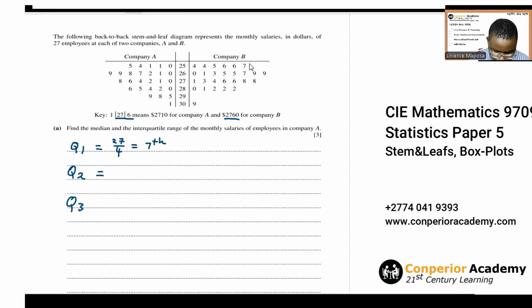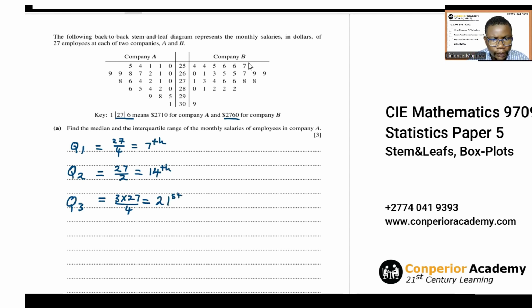And then 27 divided by 2 gives me 13.5, which is the 14th value. And then I have 3/4 of 27. So 3 times 27 divided by 4 gives me 20.25, which is the 21st position.